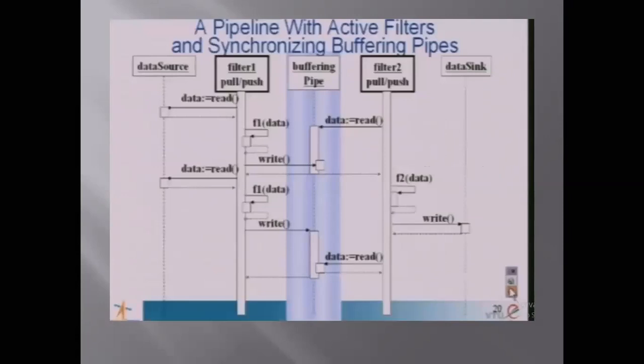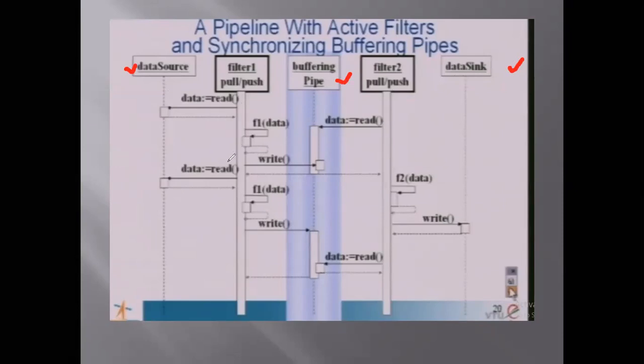And the third type is a pipeline with active filters and synchronizing buffering pipes. Actually, this is the actual scenario in which we will be using pipes and filters. Because if there is no pipe and there is no synchronization and buffer, it will not give you that much efficiency in the pipes and filters concept. What we'll see here is a data source and a data sink, right? There are filters implementing both push and pull, and there is a middle pipe with a buffer.